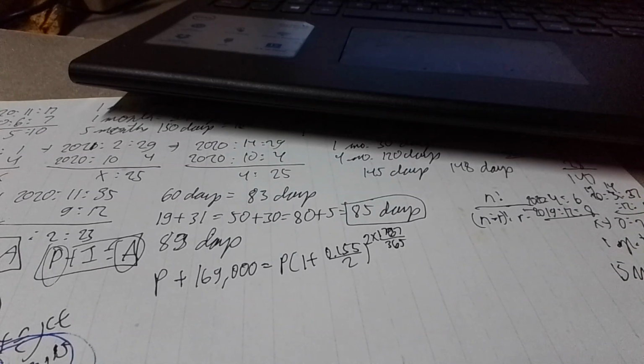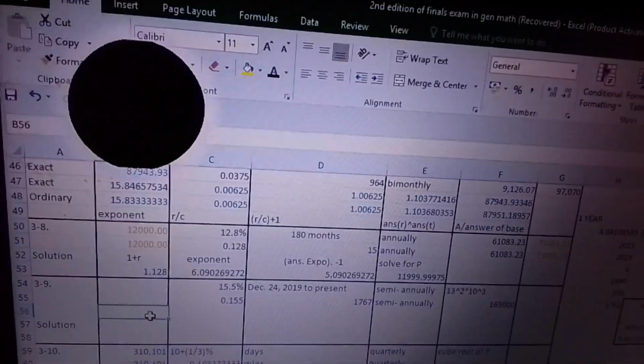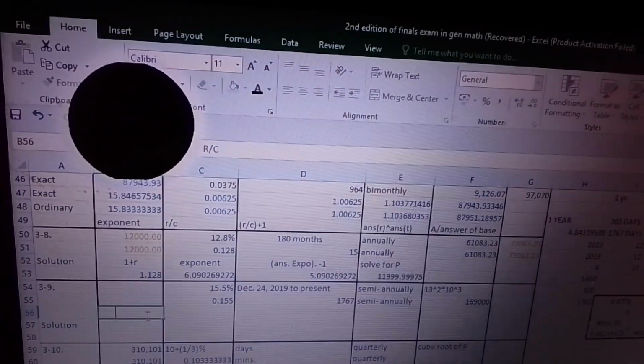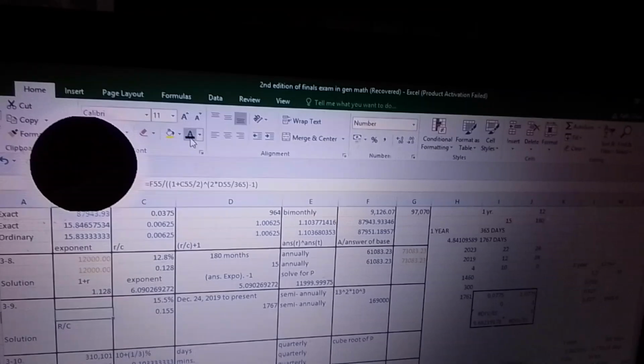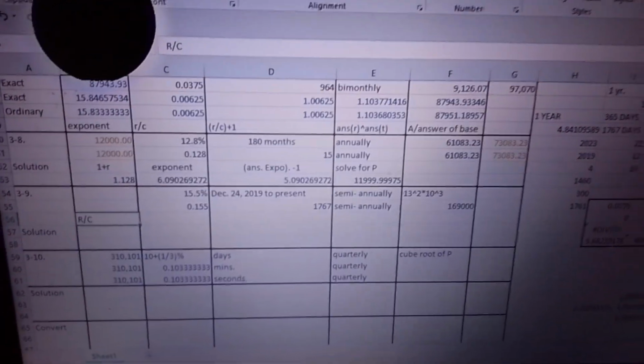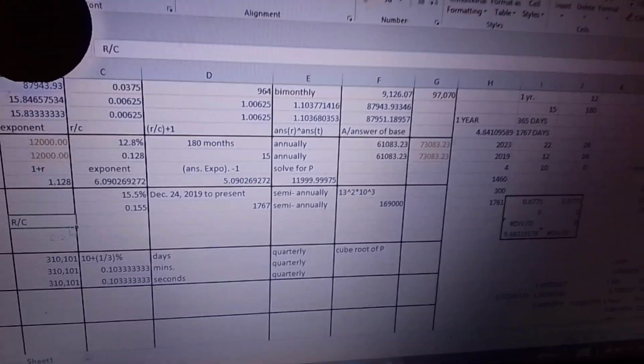That is our equation. First things first, we need to solve for the right side of P muna. We need to solve for the right side first. Kasi remember, we have 1 plus 0.155 divided by 2. So, let's work it out first. Ganito kasi yun nangyari. First, remember, we have R divided by C. Dahil may compounding period tayo, we're gonna use R divided by C. I-adjust namin dito sa center. Wait lang ha.